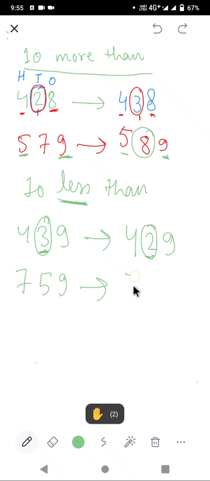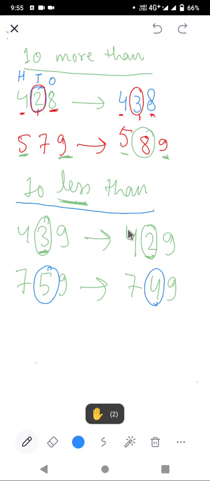749. Only the tens place digit will change. We will subtract 1 from 5. So 5 minus 1 is 4. That's why we are taking 4 here. So to find 10 more than, we add 1 in the tens place, and to find 10 less, we subtract 1 from the tens place.